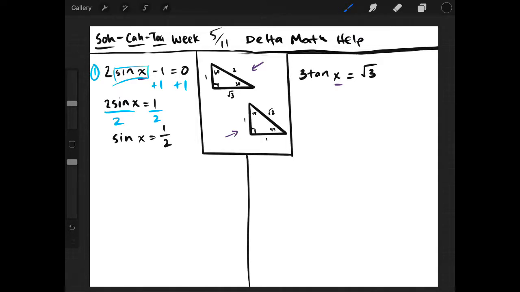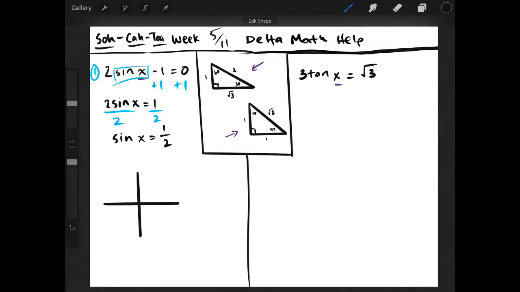At this point we need to go through a couple of different steps. The first step is what I had you guys do: draw an XY axis, because this is going to tell us where on the unit circle sine of x is going to be 1/2. We're actually going to draw on the triangles. The first thing we notice is sine is positive, so we need to figure out in which two quadrants we are going to draw this.